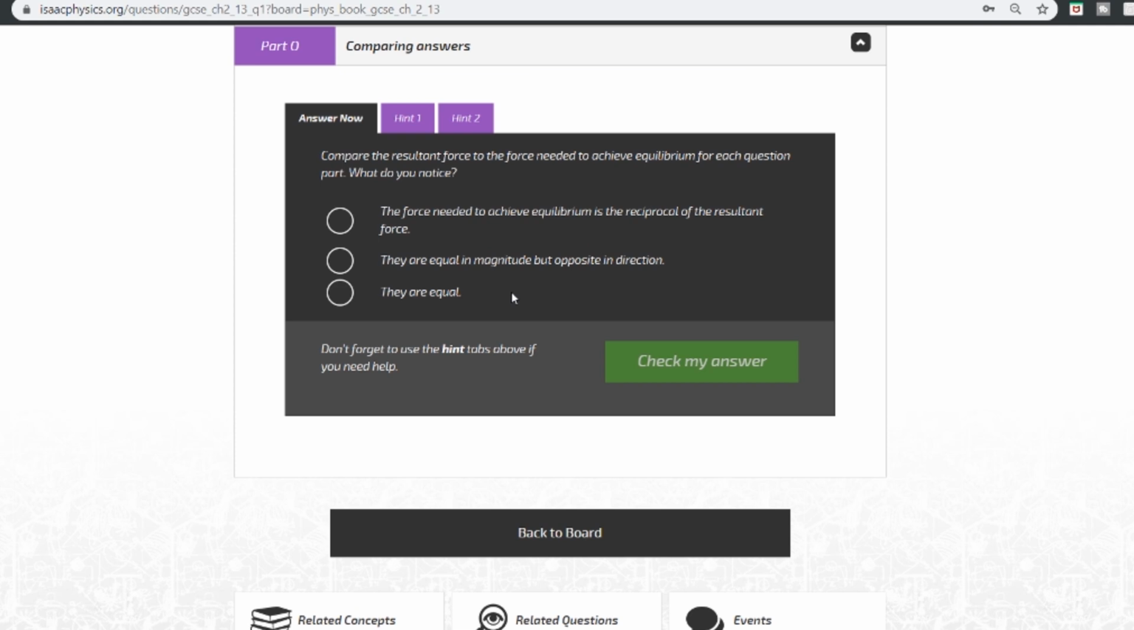Okay, and comparing answers. Compare the resultant force to the force needed to achieve equilibrium for each question. What do you notice? They are equal in magnitude and opposite in direction.